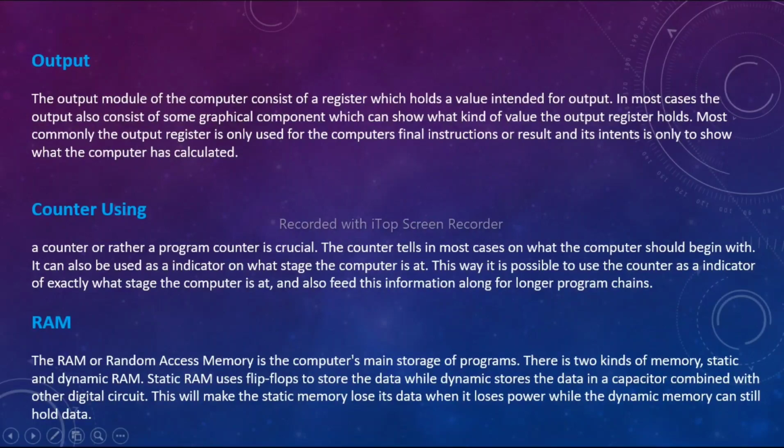The RAM, the random access memory, is the computer's main storage of programs. There are two kinds of memory, static and dynamic RAM. Static RAM uses flip-flops to store the data, while dynamic RAM stores the data in capacitors combined with other digital units.